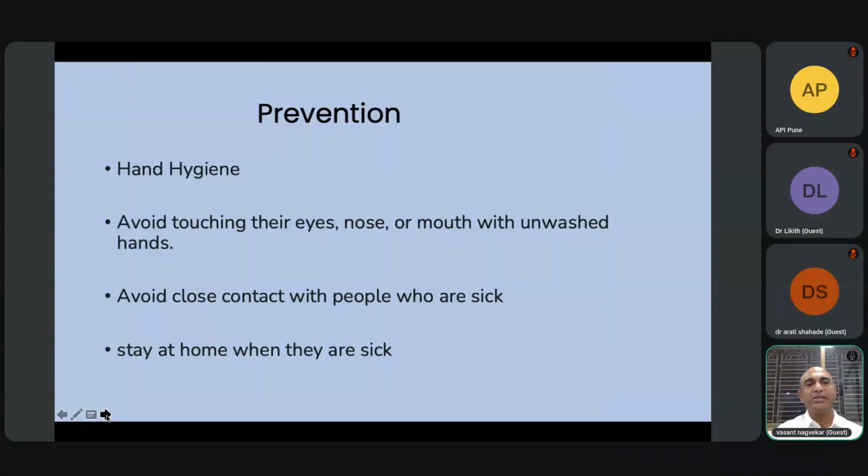So what is the prevention? Prevention is just hand hygiene, avoid touching the eyes, nose. Standard precautions, what we do for influenza A virus or SARS-CoV-2, nothing different. But if some person is sick, better to stay home for 3 to 5 days or at least 48 hours after the symptoms subside completely.